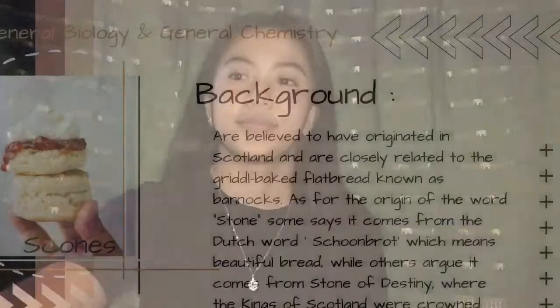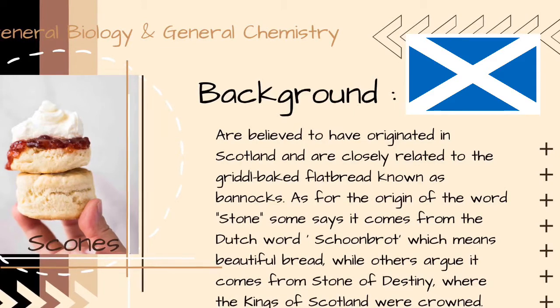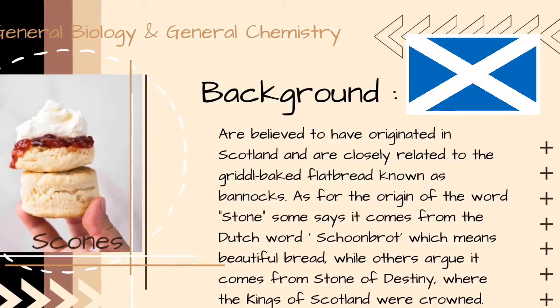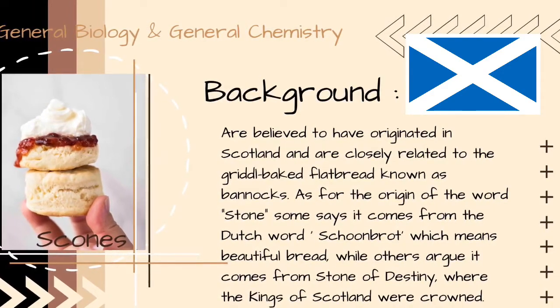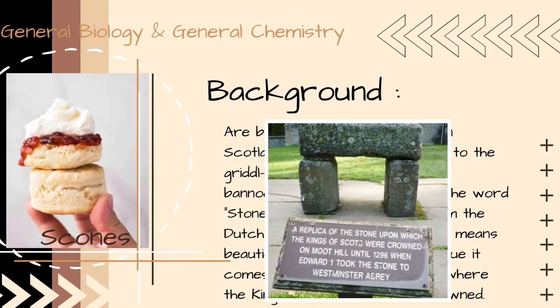For our second dish, scones. They are believed to have originated in Scotland and are closely related to the griddle-baked flatbread known as bannocks. As for the origin of the word scone, some say it comes from the Dutch word schoonbrood, which means beautiful bread, while others argue it comes from the Stone of Destiny, where the kings of Scotland were crowned.